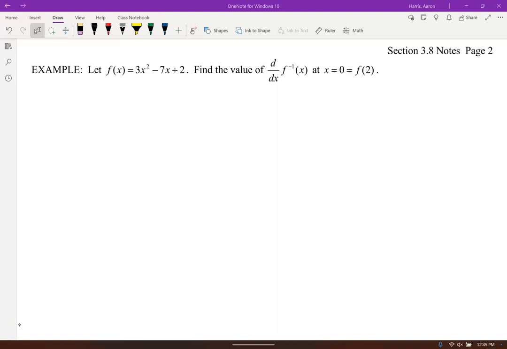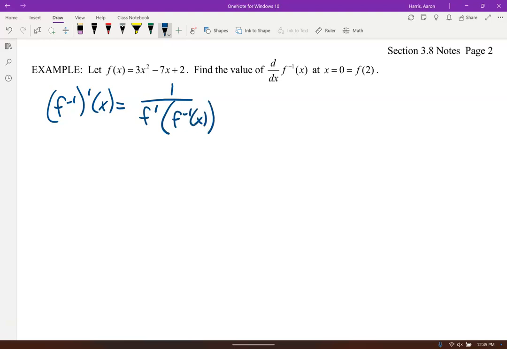And let's take the derivative of the inverse, and let's go ahead and use the fact. Notice I don't have an inverse given here. So I'm going to use the fact that the derivative of the inverse is 1 over the derivative of f at f inverse.